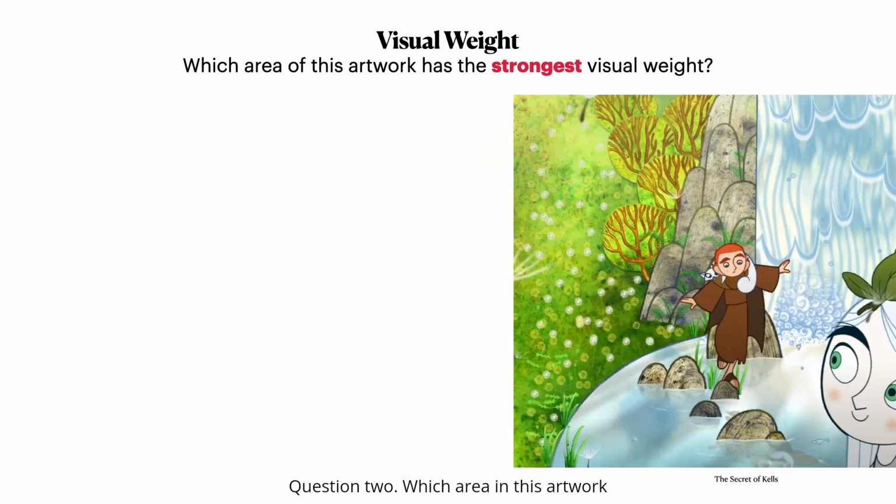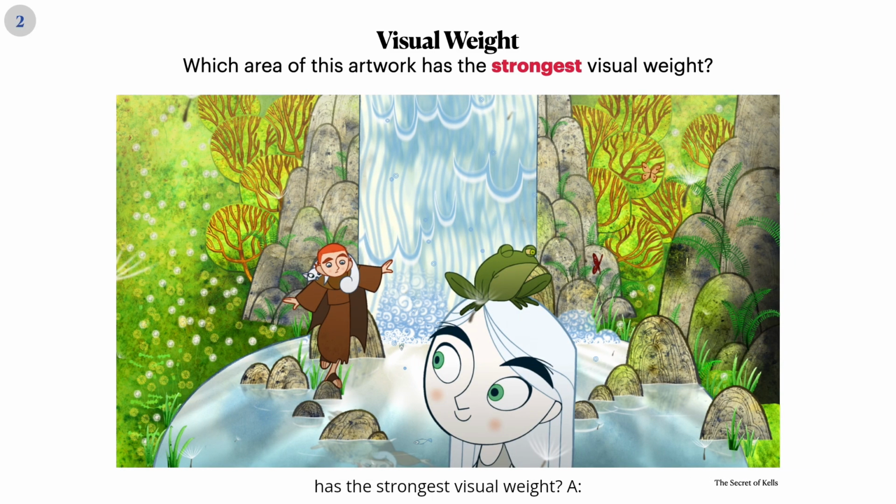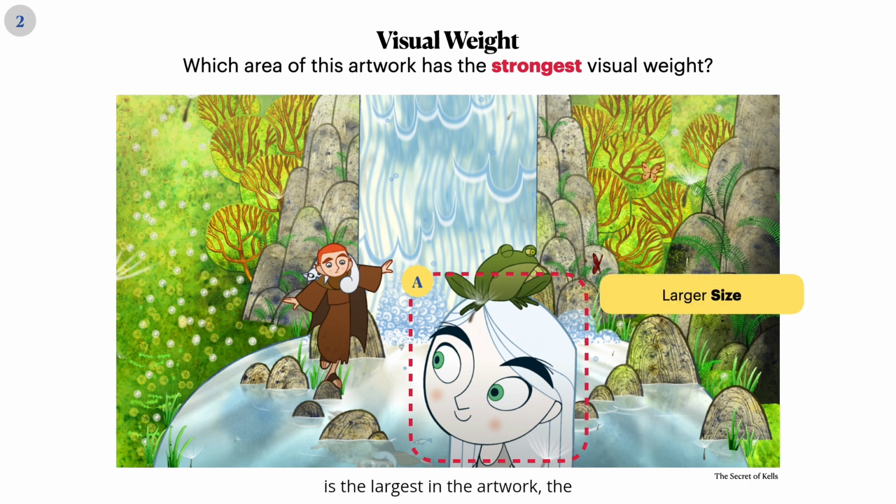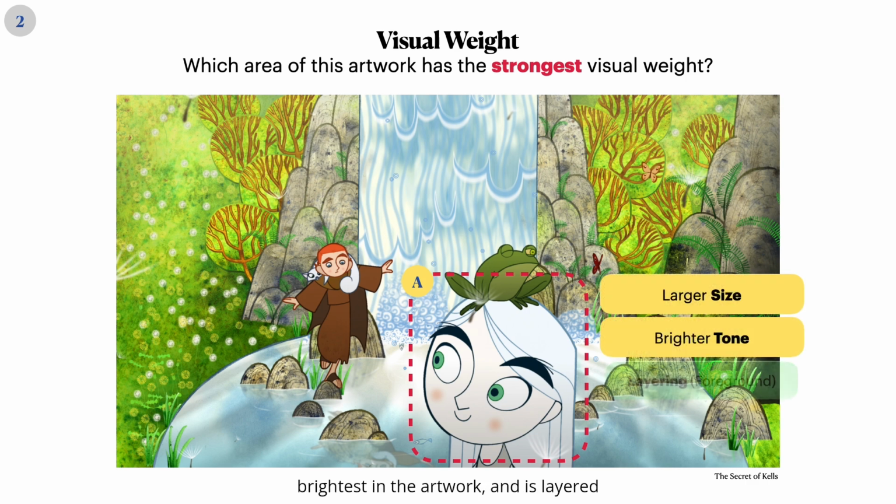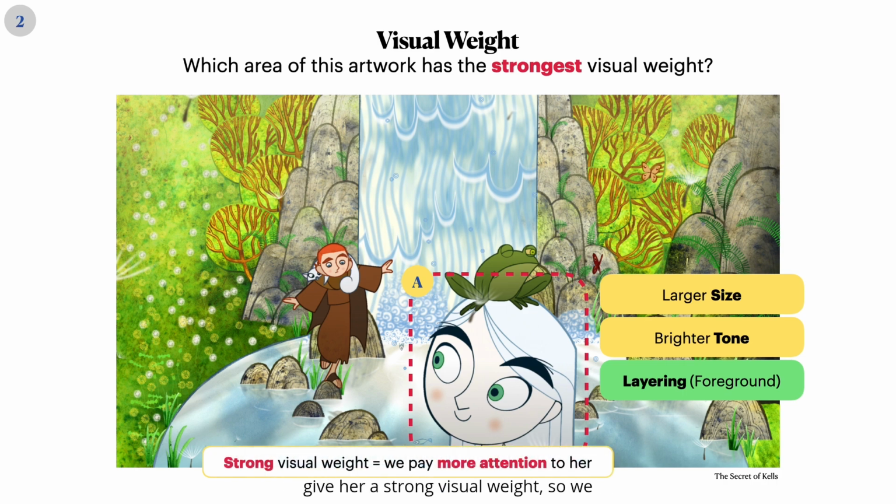Question 2. Which area in this artwork has the strongest visual weight? A. The girl in the foreground, B. The boy in the middle ground, or C. The plants in the background? If you guessed A, you're right. The girl is the largest in the artwork, the brightest in the artwork, and is layered to be in the foreground. These techniques give her a strong visual weight, so we pay more attention to her.